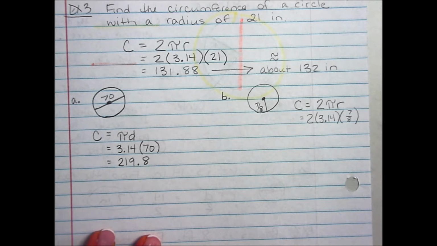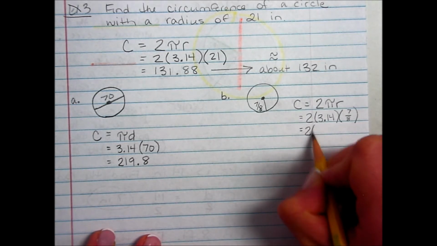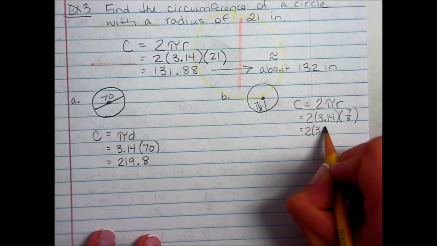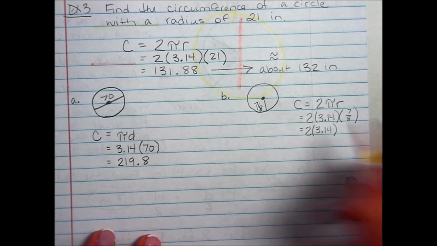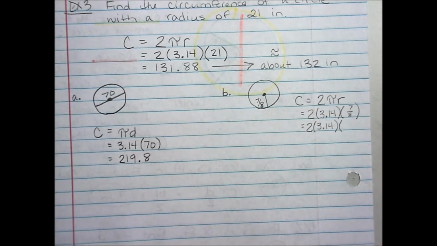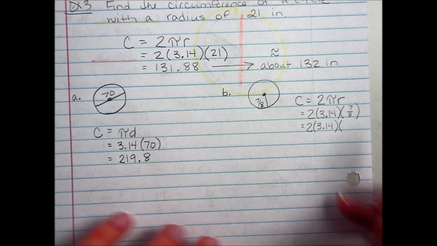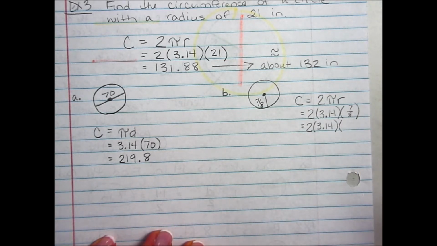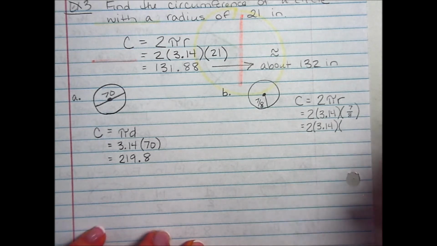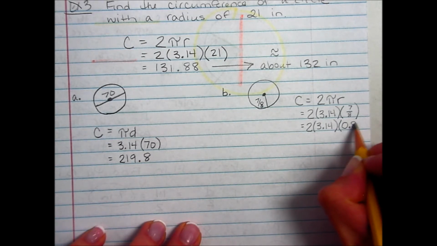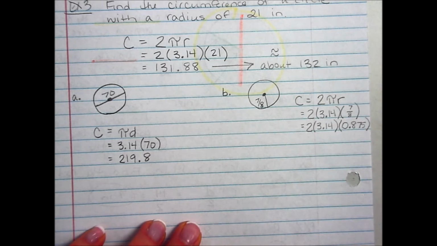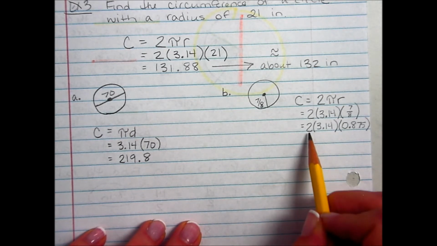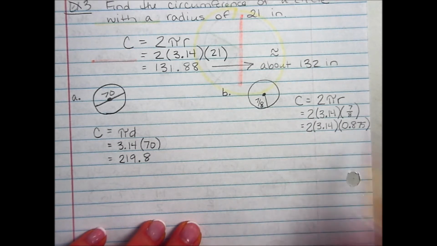All right, now I would change this to a decimal. How do I change a fraction to a decimal? Lily? 7 divided by 8. Very good, because that fraction bar just means to divide. So 7 divided by 8 will turn this into a decimal. 0.875 or 875 thousandths. Okay, so then I multiply on my calculator. 2 times 3.14 times 0.875.